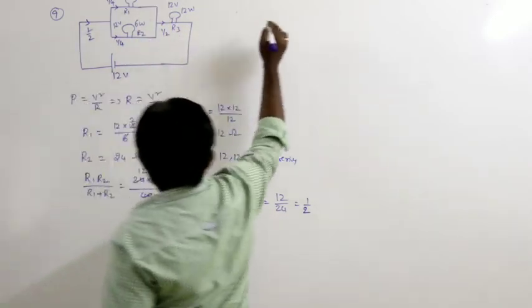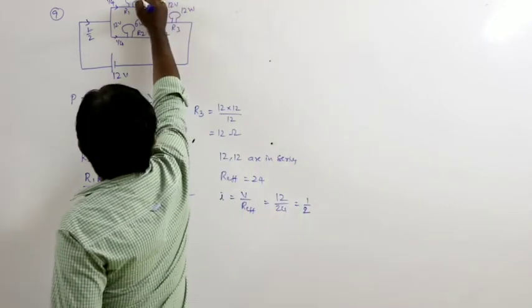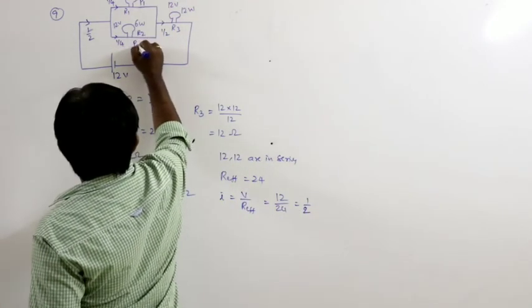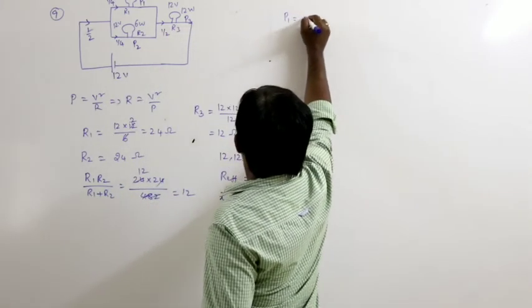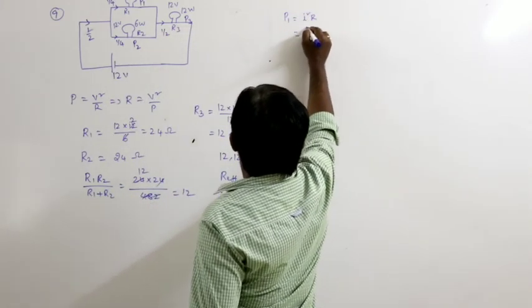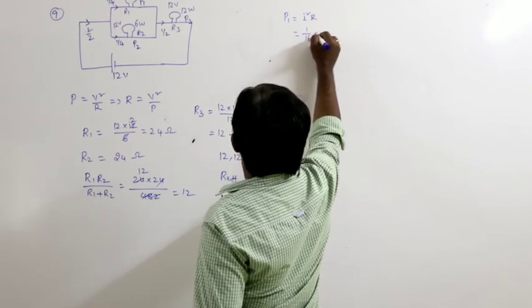So for consumed power, let us say the consumed power is P1, P2, and here the consumed power is P3. Let us say P1 can be written as I square R. I square can be written as 1 by 16 into 24.